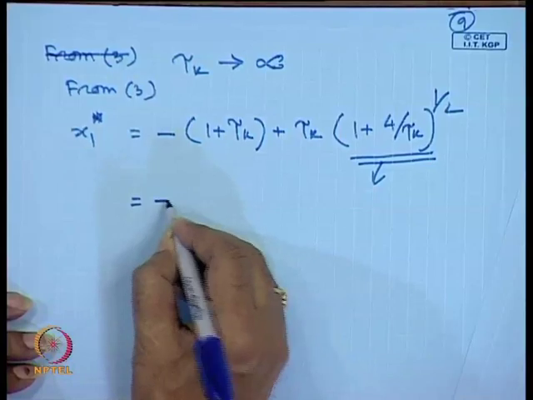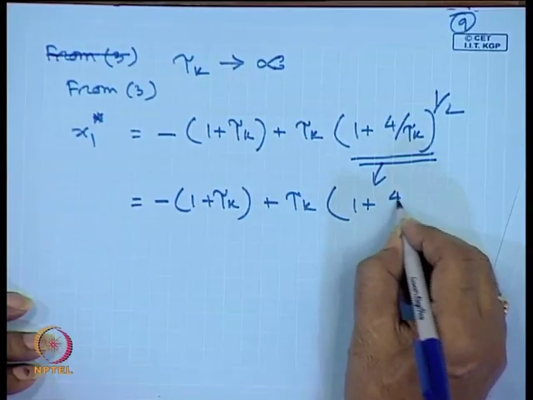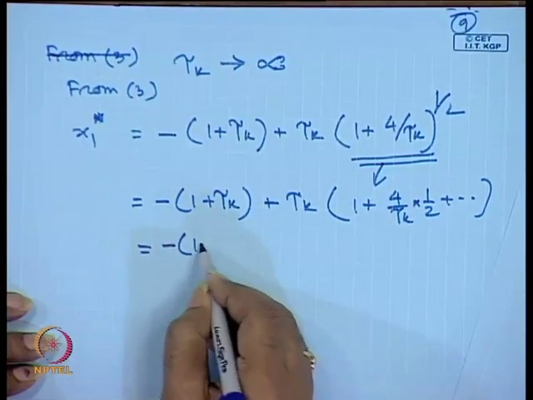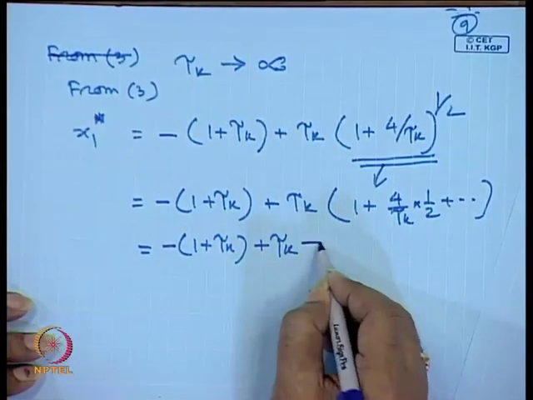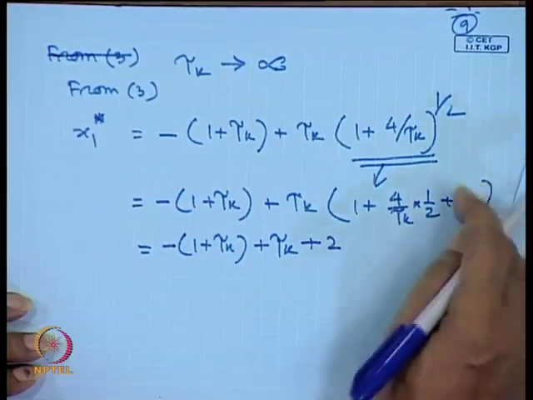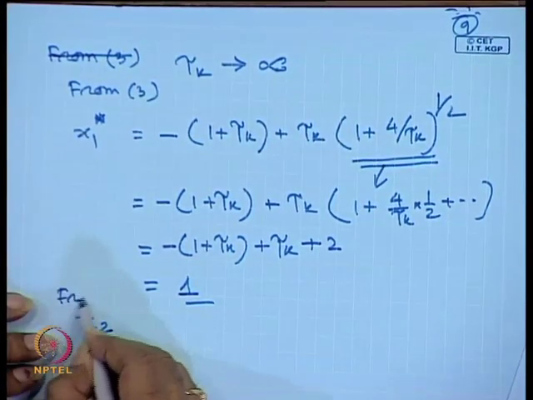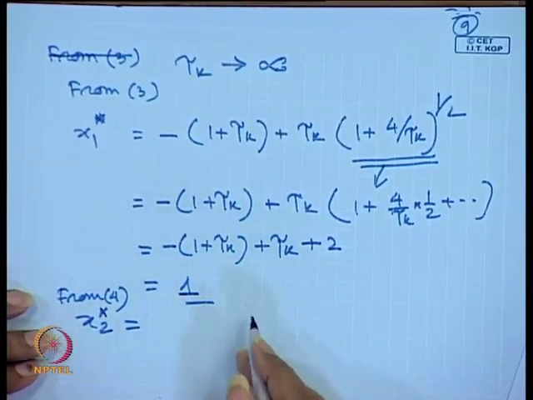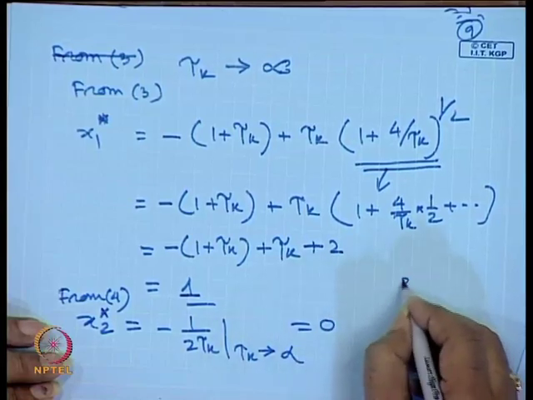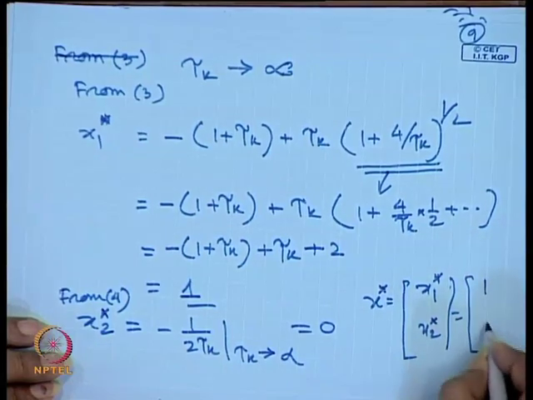Okay? So, if you do this one, it will be 1 plus tau k times 1 plus 4 by tau k to the half plus higher terms. Now, you push it in with tau k. So, 1 plus tau k plus tau k, then it is 2, this cancels with this, and the other terms, when tau k tends to infinity, will be zeros. So, ultimately it will be 1, and similarly from equation 4, x 2 star is equal to 1 minus 2 by tau k, and as tau k tends to infinity, this is 0. So, our optimal value x star is equal to x 1 star, x 2 star, equal to 1, 0.